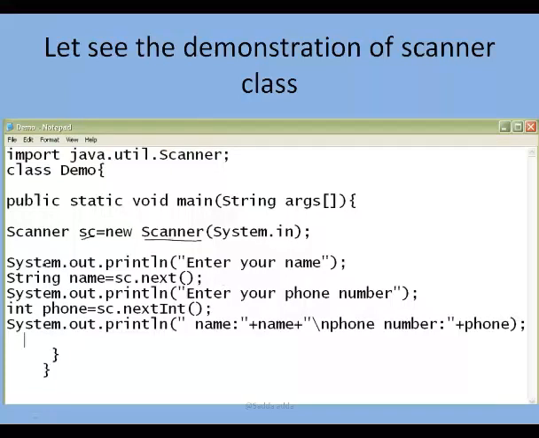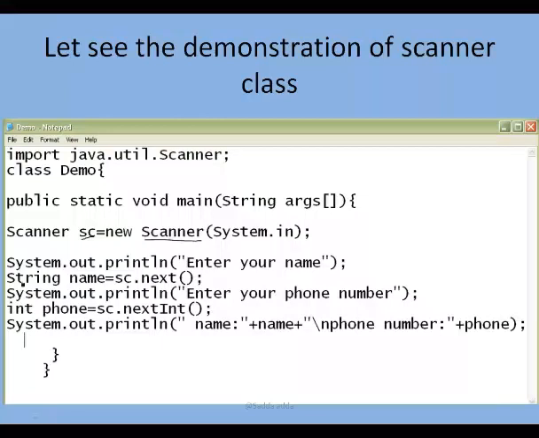Now again I am writing here System.out.println. This is a method of the System class, println, which simply prints something for you. Like in C you write printf, similarly here we are going to make use of println. Now, "Enter the name."